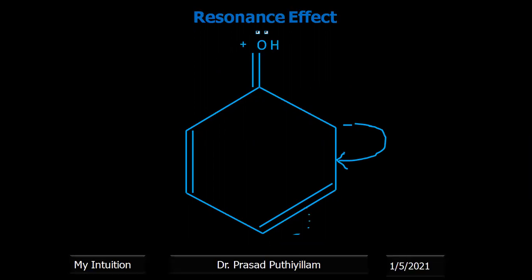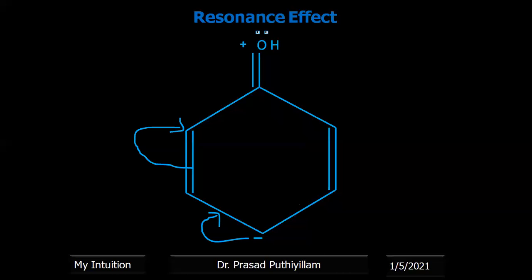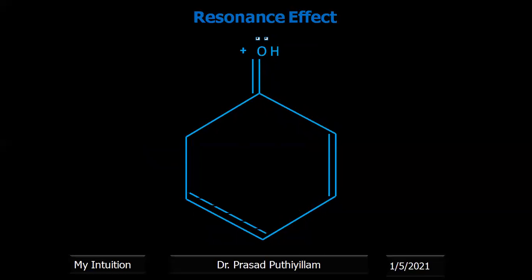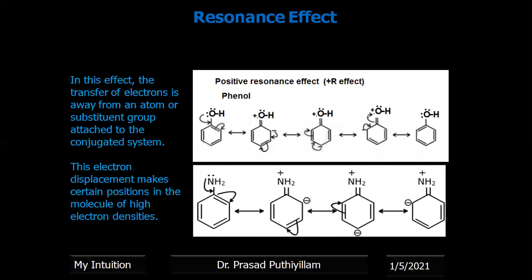Then that electron density will shift, another double bond shifts, and a negative charge appears at the para position, which again shifts. The electron shift movement is represented here, and we get a double bond in that position and a negative charge on the other ortho position, which again shifts back, and we get the other structure of phenol. Therefore, phenol shows the resonance effect, and the lone pair of electrons is regained. In this case the electron movement is away from the OH group.